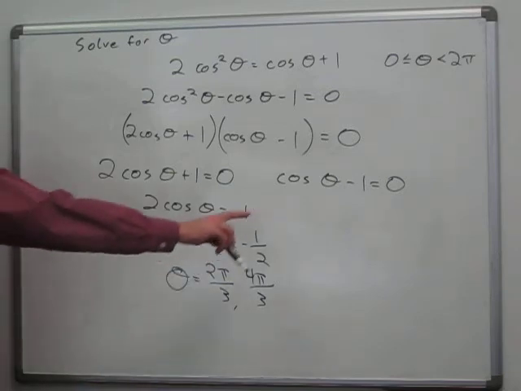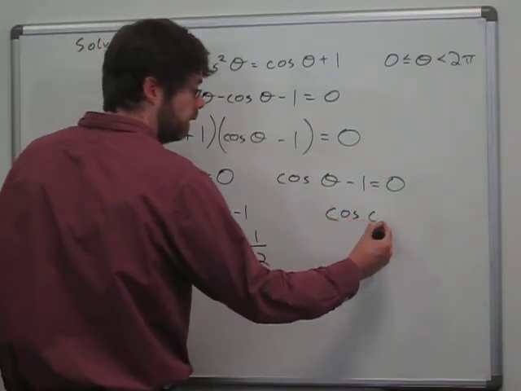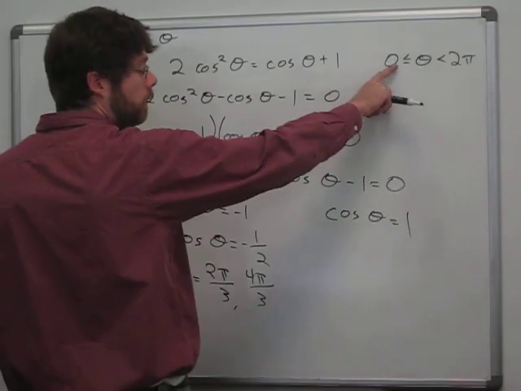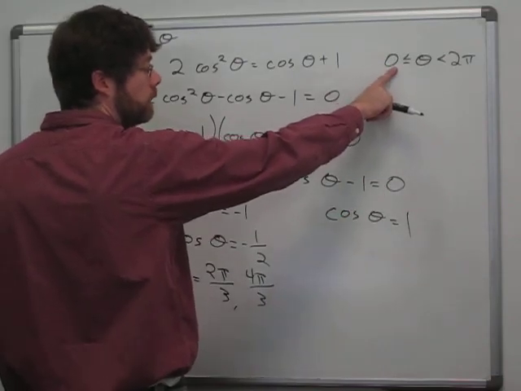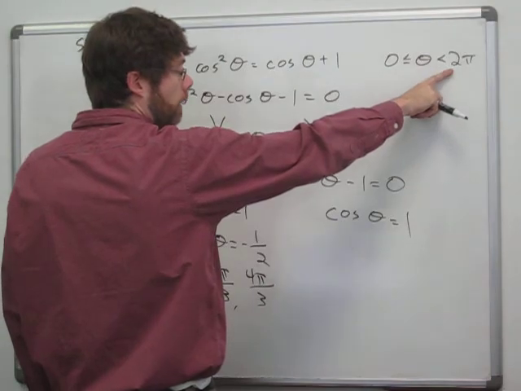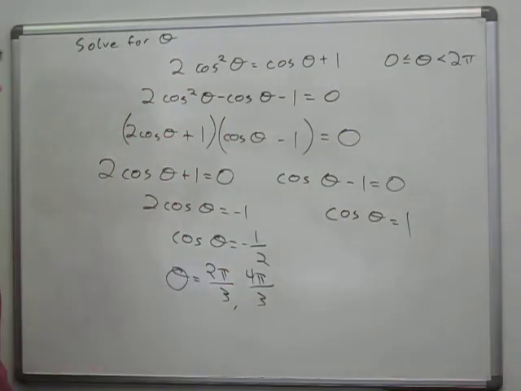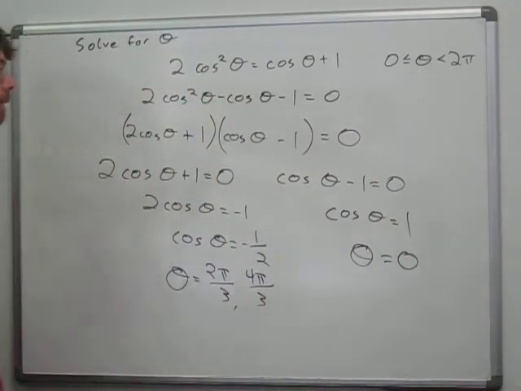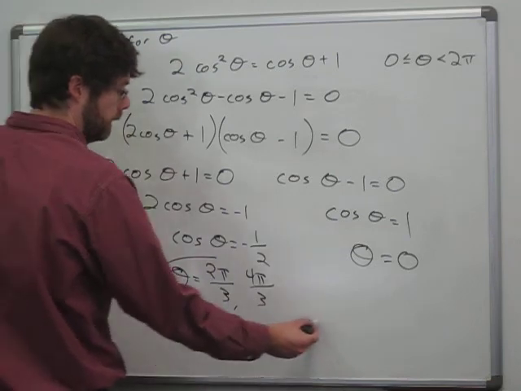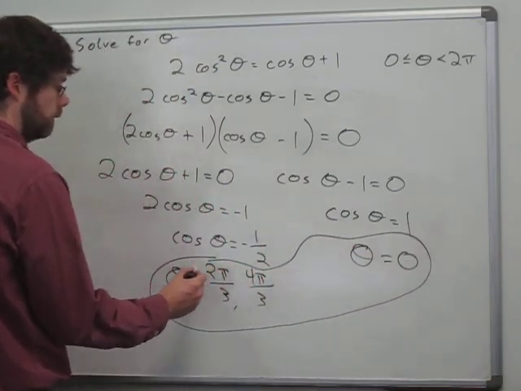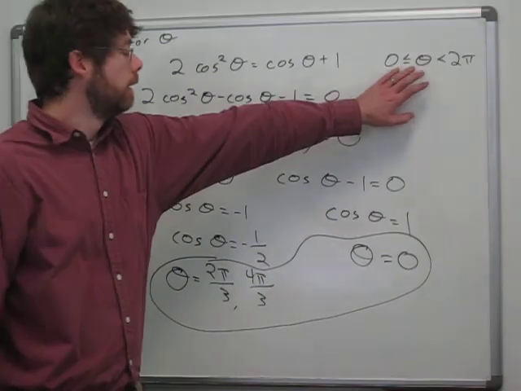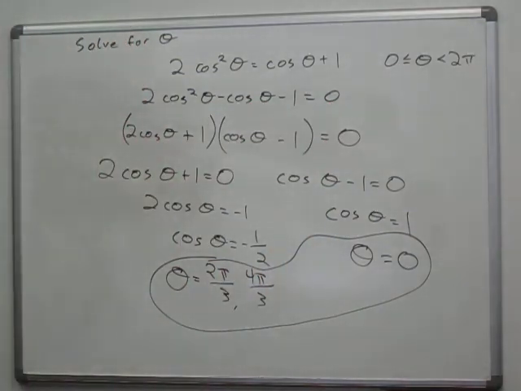What about this other equation? Cosine theta equal to 1. Well, if I'm only allowed rotation starting at 0 and getting up to 2 pi, but not equal to 2 pi, theta would have to be 0. So this equation has three solutions: 2 pi over 3, 4 pi over 3, and 0. Again, given the restriction that we started with.